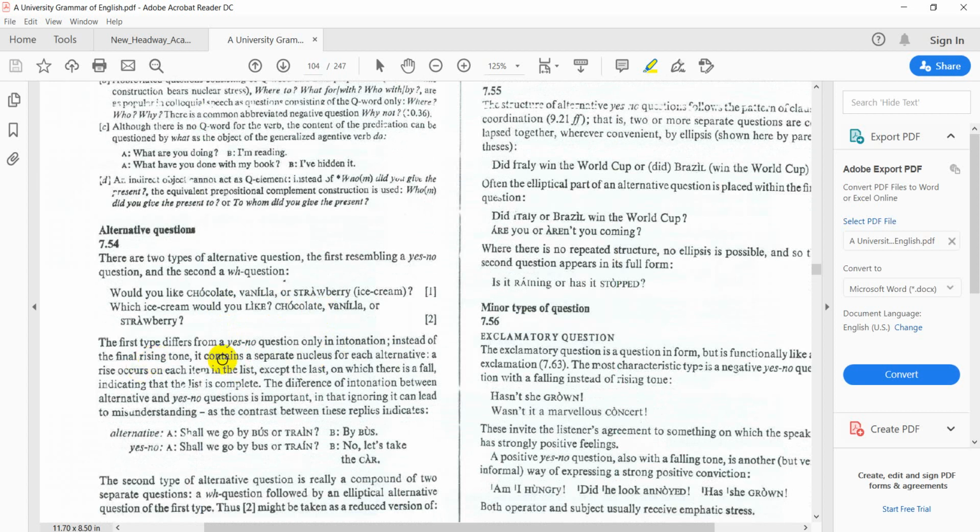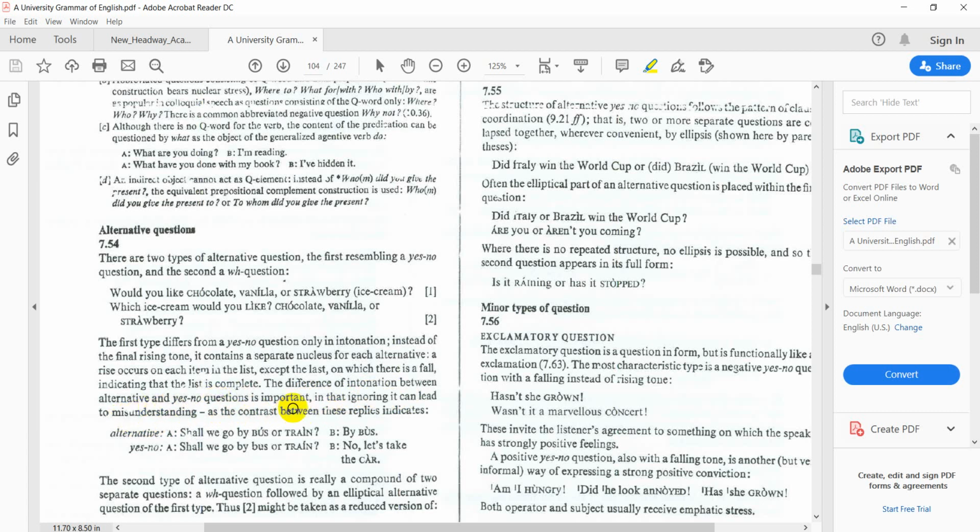The first type differs from yes-no question only in intonation. Instead of the final rising tone, it contains a separate nucleus for each alternative. A rise occurs on each item in the list, except on the last. So rise, rise, rise, except with the last, in which there is a fall, indicating that the list is complete. The difference of intonation between alternative and yes-no questions is important.